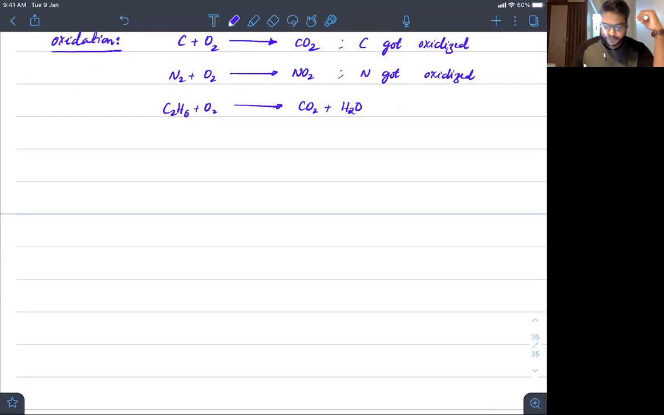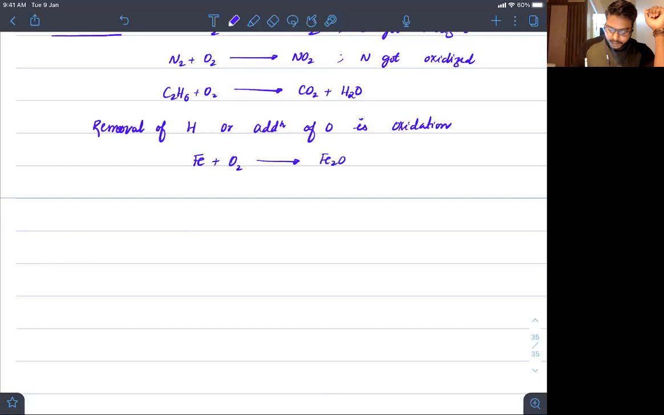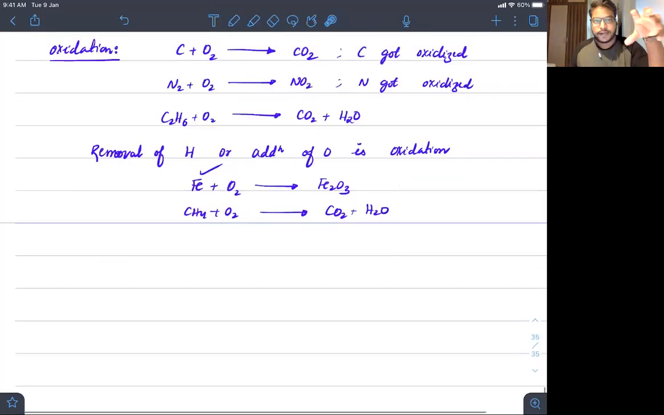And the other definition which was fitting is that if I remove hydrogen from this alkane and replace that with oxygen, that is in fact oxidation itself. So we can say removal of hydrogen or addition of oxygen is oxidation. For example, iron, if you treat with O2, it is Fe2O3, then iron got oxidized. And if you have CH4 treated with O2, and it converts to CO2 plus H2O, we say carbon got oxidized because it has reduced the hydrogen number. So even if you reduce the hydrogen number, it is going to get oxidized. So I hope you got an idea, right, students?